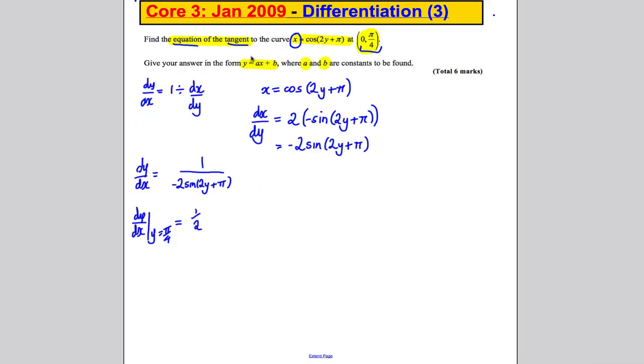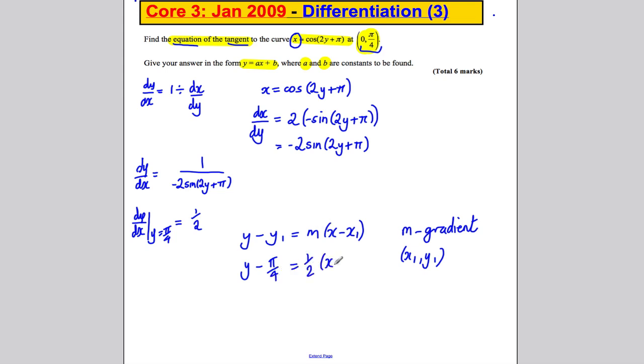Okay, so let's just continue it there. We want to find the equation of this tangent, so we're going to use the formula y minus y1 is equal to m times x minus x1, remembering that m here is the gradient, and x1, y1 are a pair of coordinates that lie on this particular line, which is a tangent. So we know this lies on the line, so we could say simply y subtract pi by 4 must equal m, which is a half, times x subtract 0. So therefore y minus pi by 4 is a half x. That's the equation of the tangent.